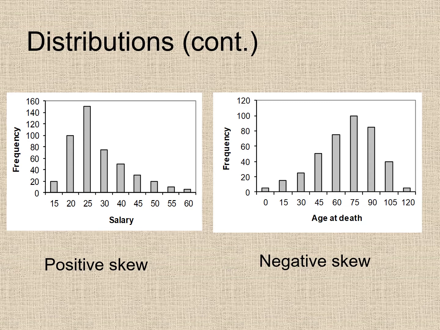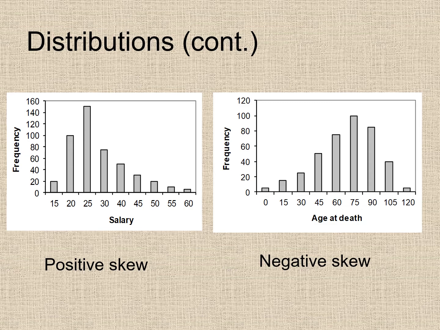Not all variables are normally distributed. Some variables have skew. Some variables can have a lot of skew. So we talk about positive and negative skew. Positive skew means you have skew to the right, towards high values. One example of this in most populations is, for instance, income or salary.